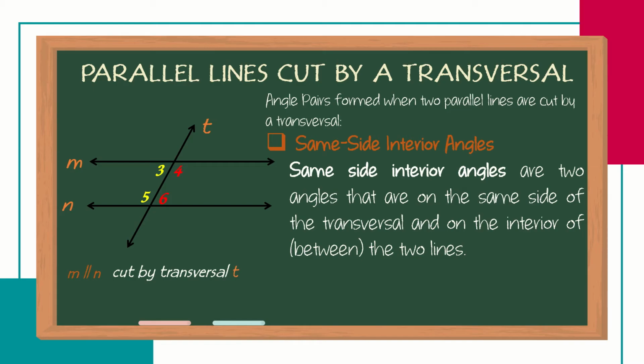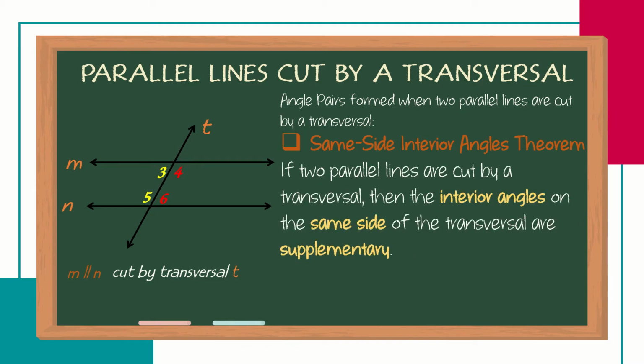The pairs of same side interior angles of line M parallel to line N cut by transversal T are first, angle 3 and angle 5, and angle 4 and angle 6. The same side interior angles theorem states that if two parallel lines are cut by a transversal, then the interior angles on the same side of the transversal are supplementary.